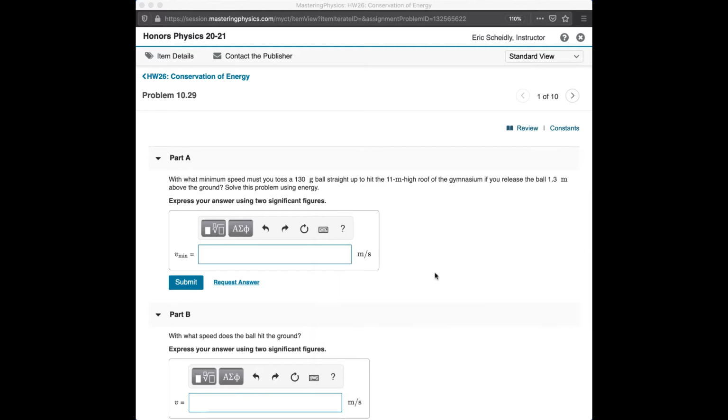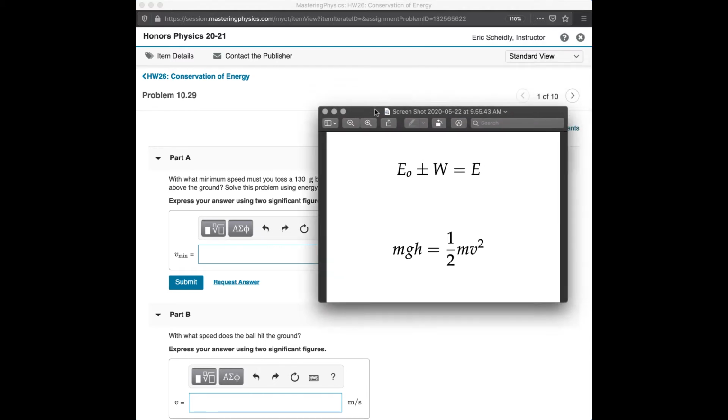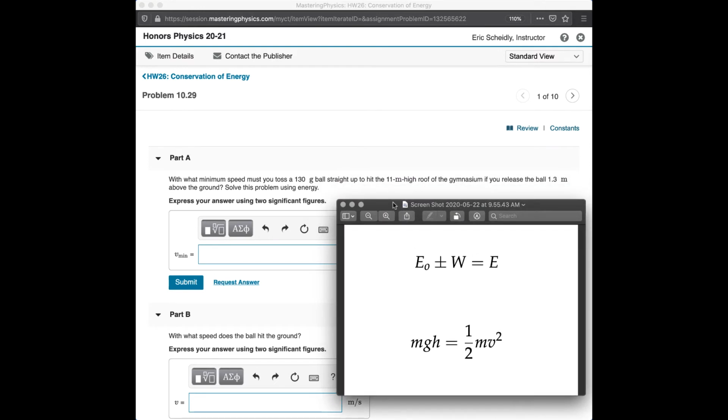In the second part of the problem, we let the ball fall from that height back to the ground again. And so I'm going to apply the law of conservation of energy again, except this time I'm going to start high where I have gravitational potential energy, and I'm going to fall and have kinetic energy when I reach the floor. Now the height of the floor is 0, so there's no gravitational potential energy at the end, the ball falling all the way to the floor.